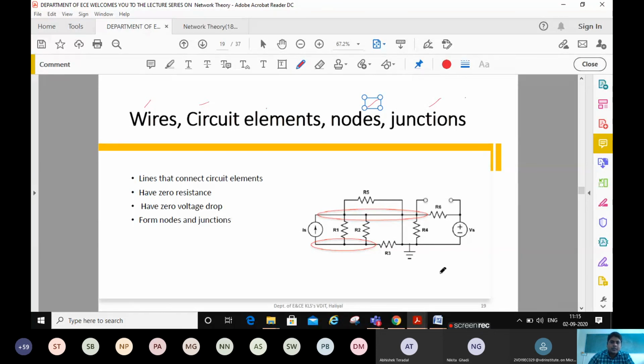Which are the circuit elements here? How many circuit elements are there? We have the voltage source as one element, the current source as another element, a resistor as a common element, and a ground.